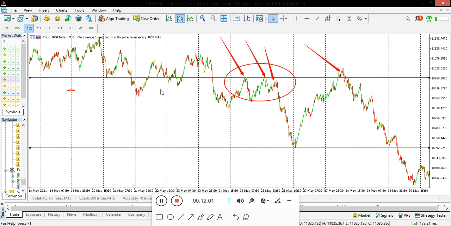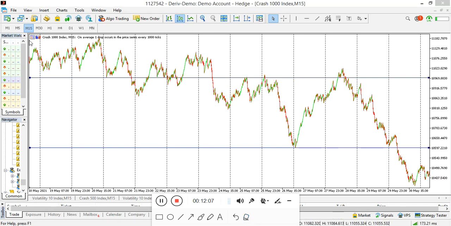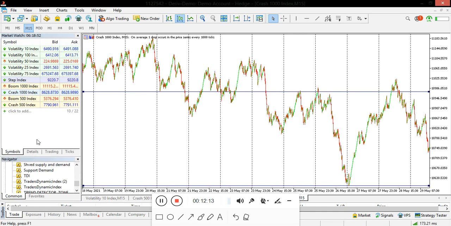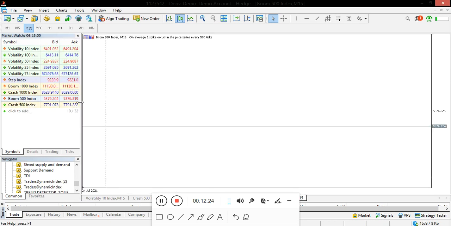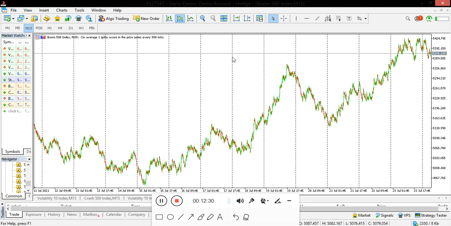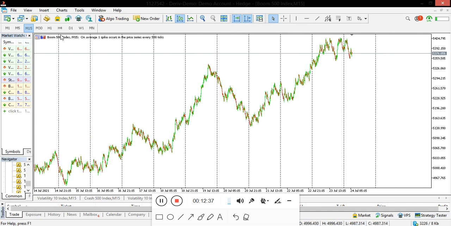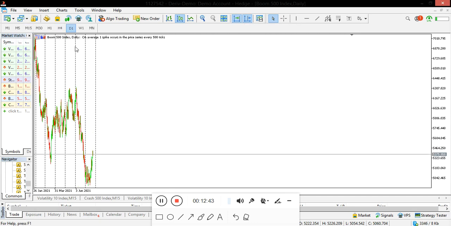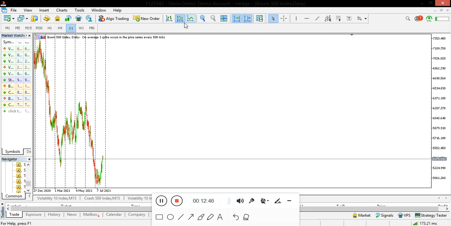We call it rigid support and rigid resistance. That's what we call this one, rigid support and rigid resistance. Let's look at Boom 500. Still dealing with support and resistance. On Boom 500, we start from the daily time frame for our analysis.